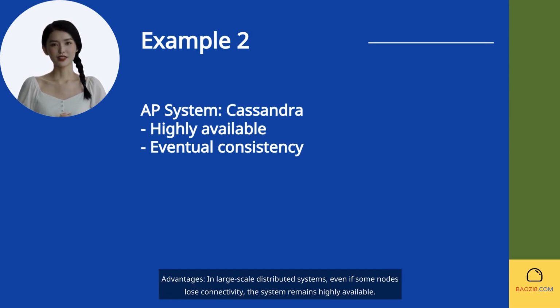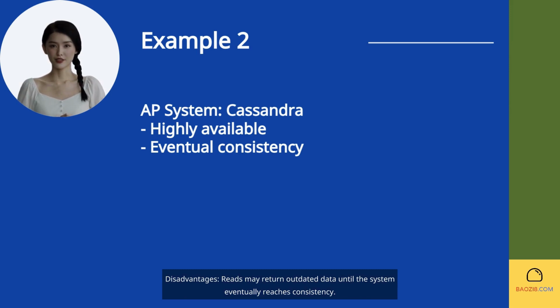Advantages: in large-scale distributed systems, even if some nodes lose connectivity, the system remains highly available. Disadvantages: reads may return outdated data until the system eventually reaches consistency.